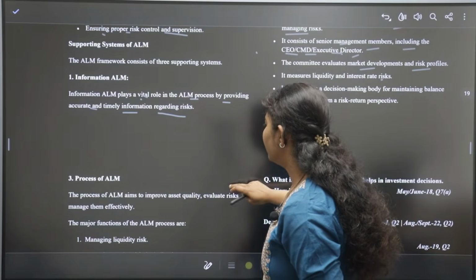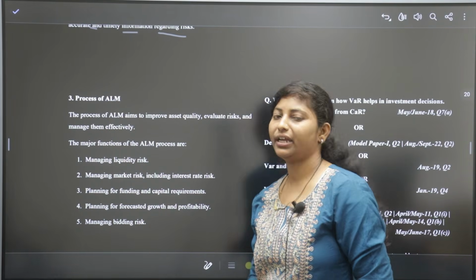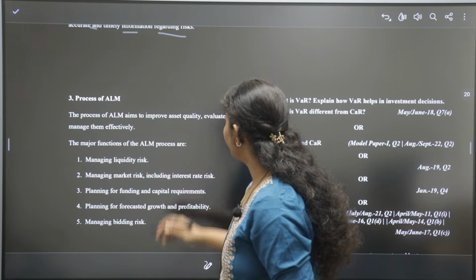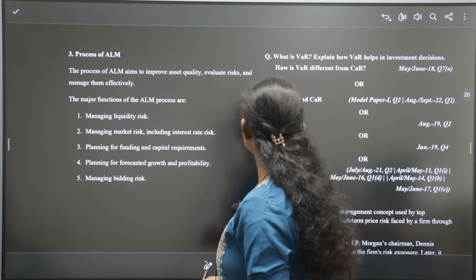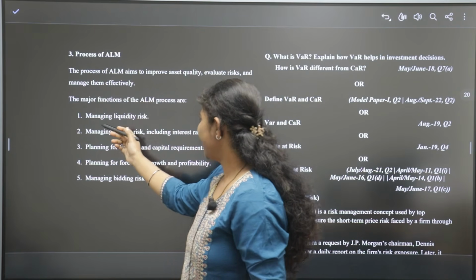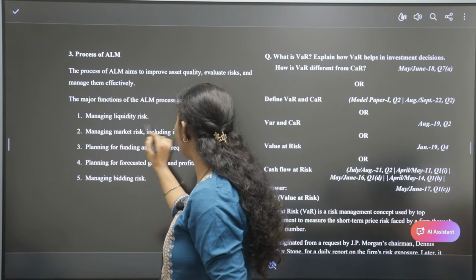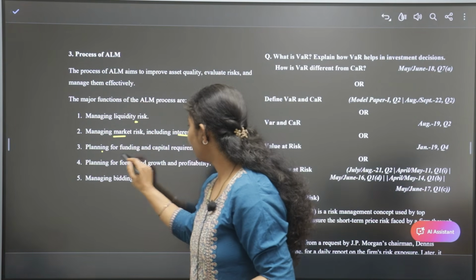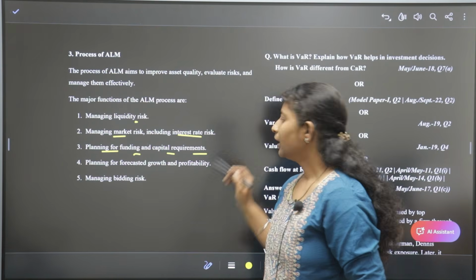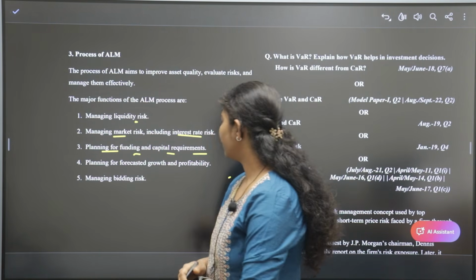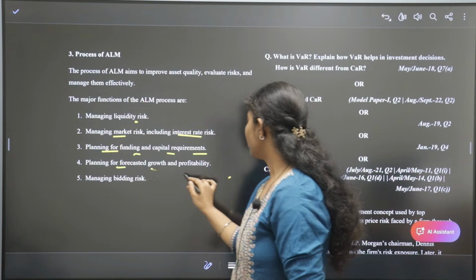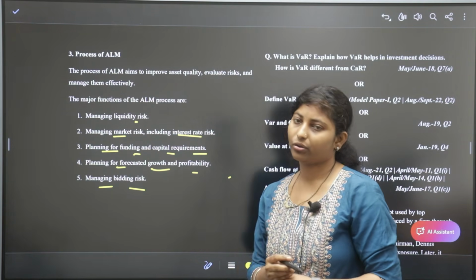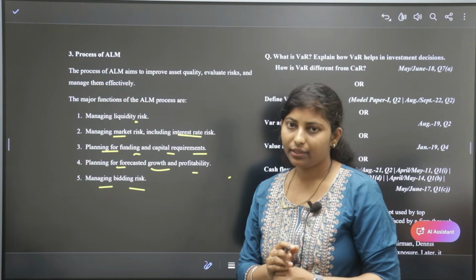So again, here is the process of ALM, the asset liability management process. Here we have 5 steps. How it will help: managing liquidity risk, which we already know about. Managing market risk, including interest rate risk, that also we know. Planning for funding and capital requirements. It will also plan for forecast growth and profitability. And next, managing trading risk. So these are the steps under ALM, very simple.